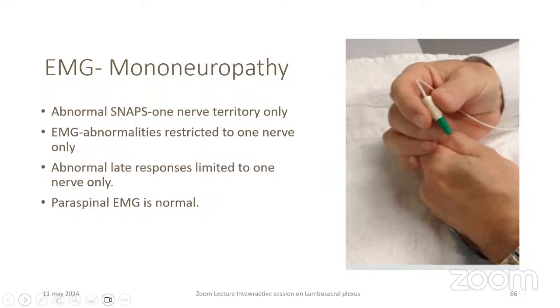Abnormal SNAPs, if you look at one nerve territory only. EMG abnormalities are restricted to one nerve in mononeuropathy. Abnormal late responses are limited to one nerve only. And paraspinal EMG is normal. So these are the nuances of mononeuropathy on the EMG.